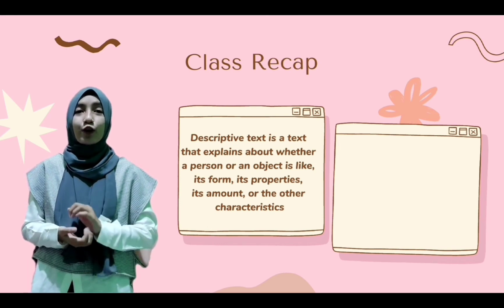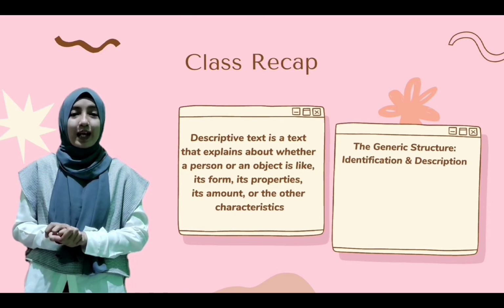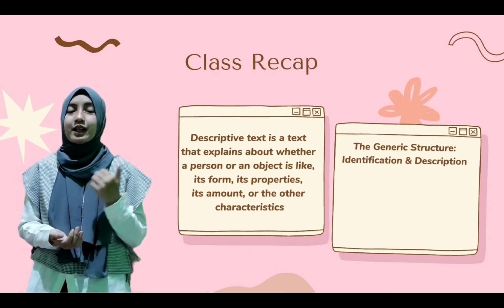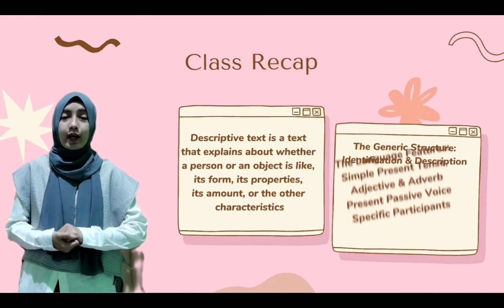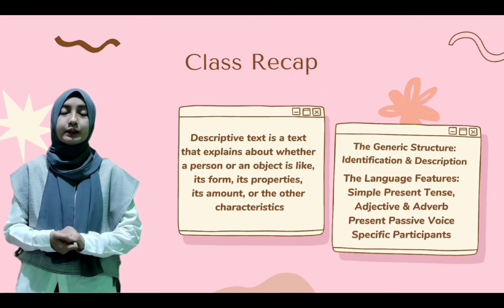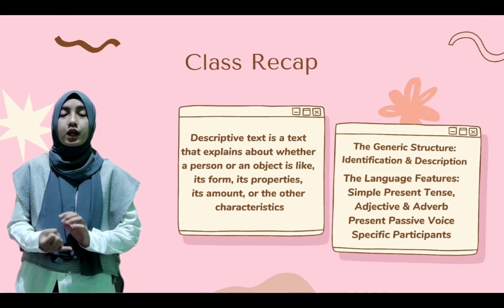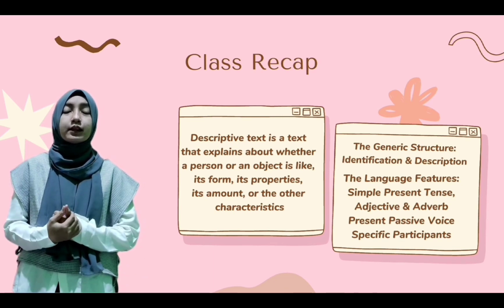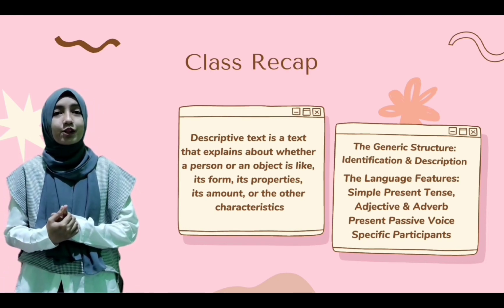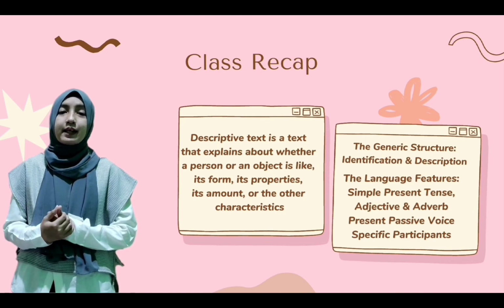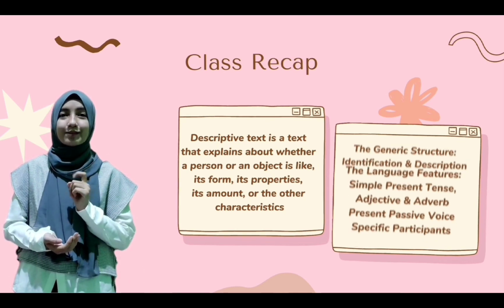Then, we have also discussed the generic structure of descriptive text. There are identification and description. And last, we have also discussed the language features of descriptive text. There are the use of simple present tense, the use of adjectives and adverbs, the use of passive voice, and in descriptive text, there is only one specific topic.